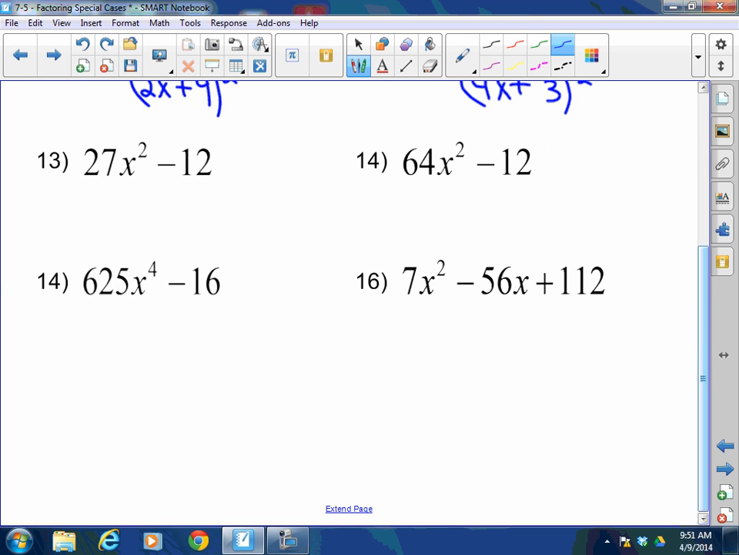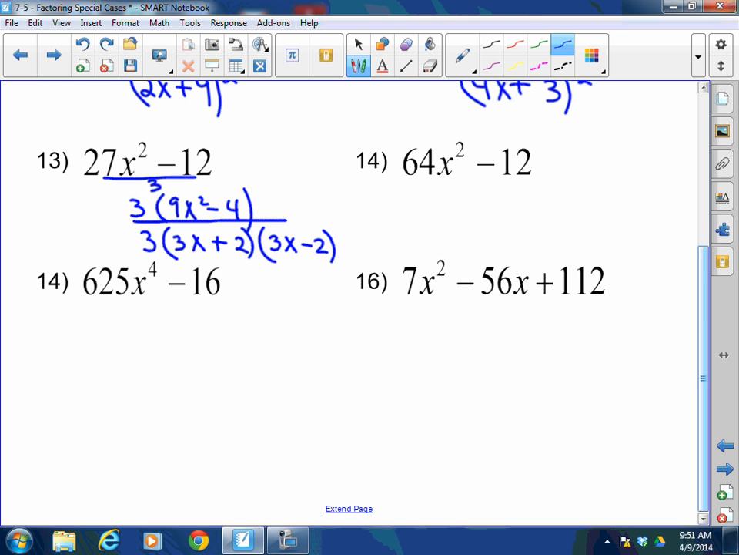Okay, is 27 a perfect square? Is 12 a perfect square? Do they have a common factor, though? Yes. So I pull a 3 out, and I've got 9x squared minus 4. Now, is this a difference of squares? Yes, so what's my answer? Square root of the first plus square root of the second times square root of the first minus square root of the second. Does that make sense?